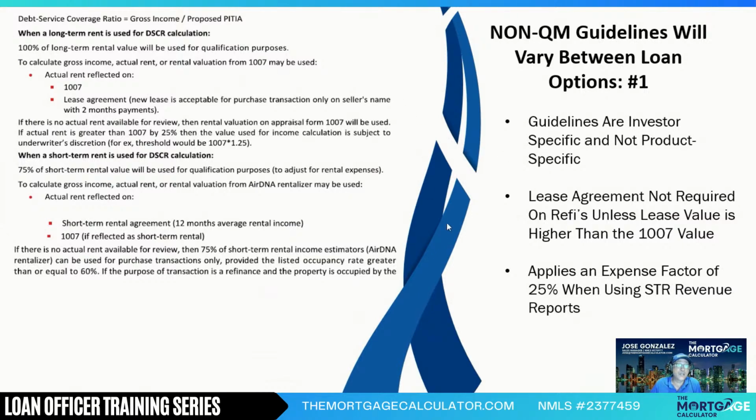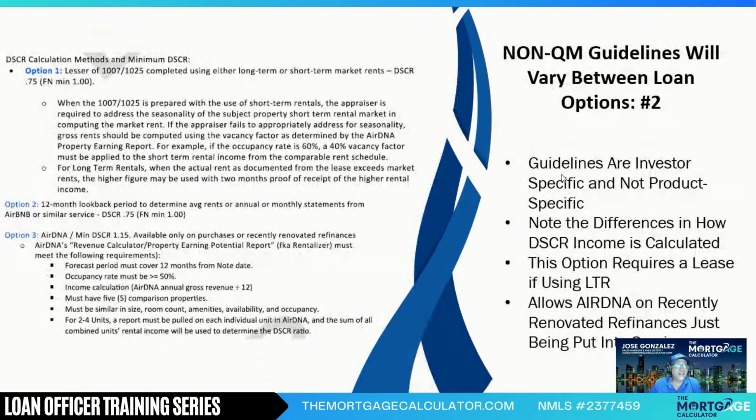So this is option number one, right? I showed you some differences there. And then this one is option number two, where in option one of option number two, that's pretty funny, right? When you're using long-term rents, they require a lease. For long-term rentals, when the actual rent as documented from the lease exceeds market, they're going to want 2 months proof. But this option requires an actual lease for using long-term rent. When it's a refinance, when it's a purchase, that's a different situation.